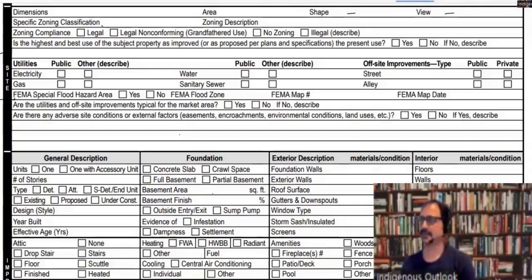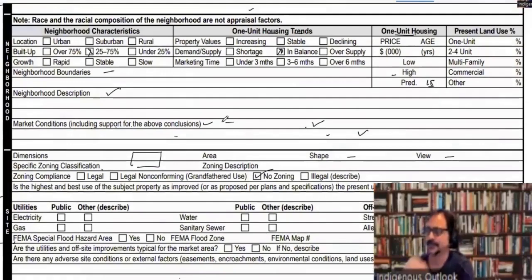Now the next is no zoning. If it is no zoning, do you think in New York City you won't have any zone for it, or similar in California? Do you think there will be no zoning? Should no zoning be acceptable or not? Yes, if it is rural and there is no zoning, that is very much acceptable.